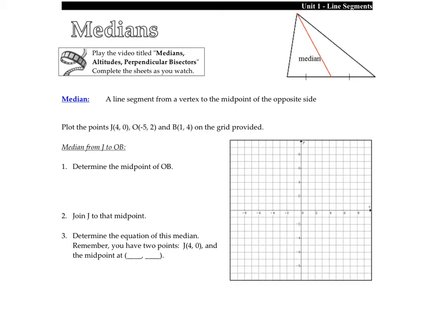Okay, so we've already looked at the perpendicular bisector. There are two more lines we're going to be looking at, medians and altitudes. Altitudes are in the next video you will be watching.